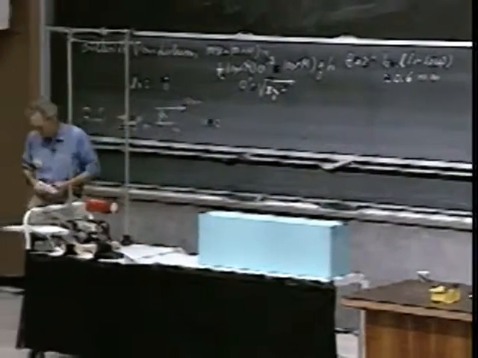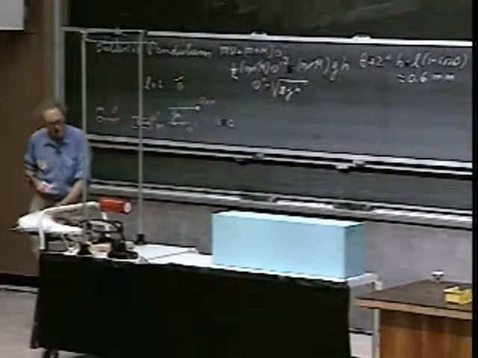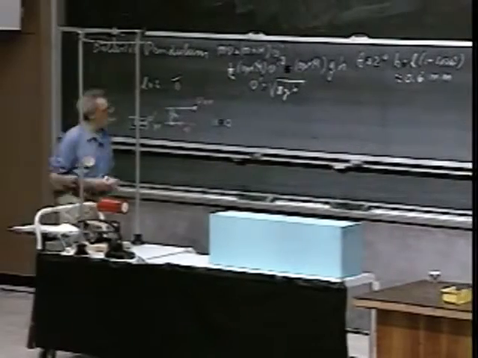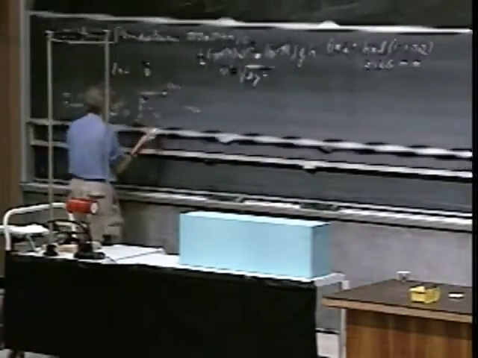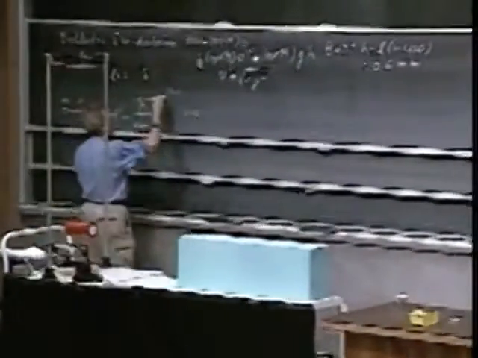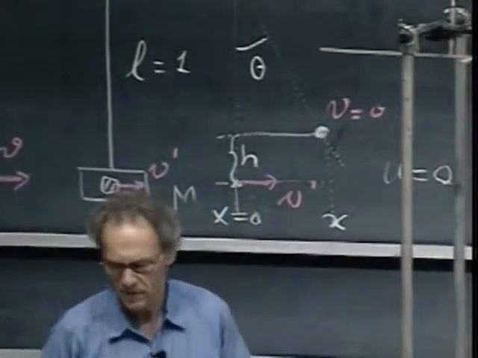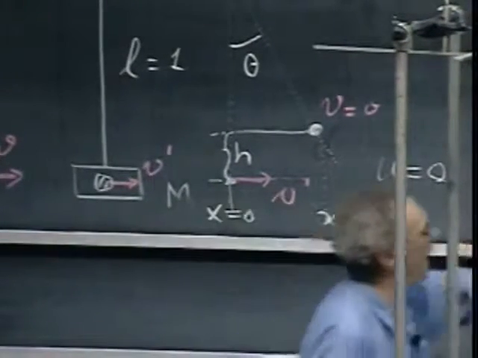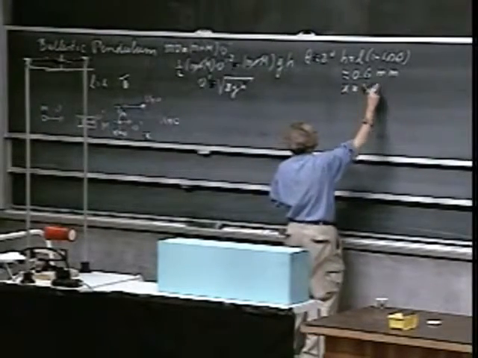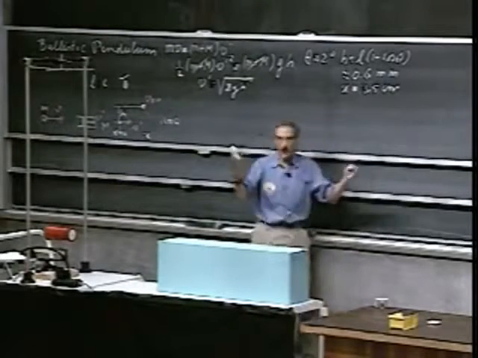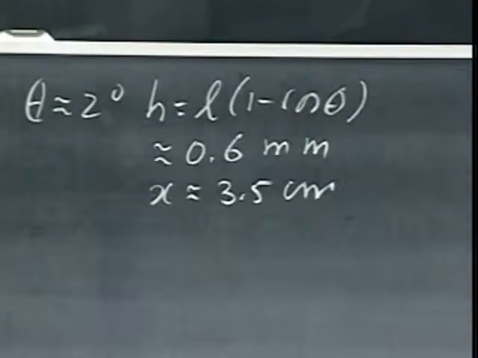So what are we going to do now? Well, we are going to not measure h, but we are going to measure x. I call this x equals 0. And here, when the pendulum comes to a halt, I call that x. For a 2-degree angle, x is approximately 3.5 centimeters. Can easily be checked by you, of course. So you get a huge displacement in this direction compared to h.